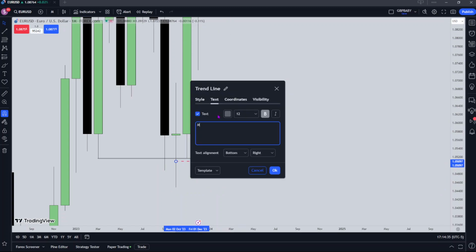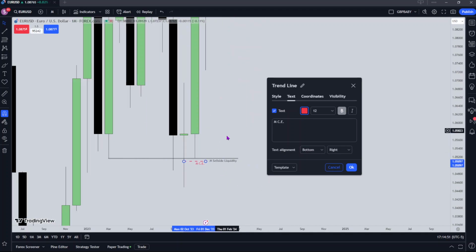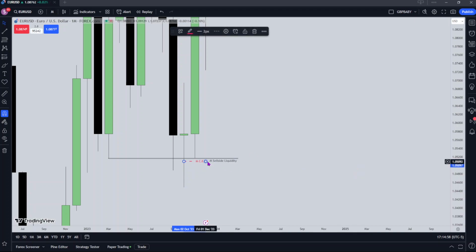And we're going to put monthly consequent encroachment. And these levels we anticipate price to be referring to. If, say, price traded through this level when it was wicking down, that's fine, but let's say it closed below it. If we wicked down and closed below it, well, obviously this would be a down candle, wouldn't it? But what I'm saying is that price is supposed to respect these levels, and that's what we're witnessing. So let's just leave that like so.